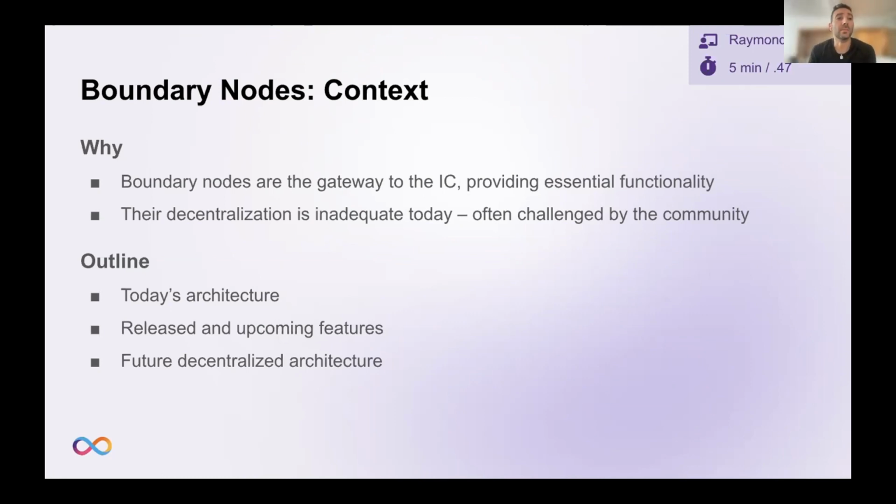Hi, everybody. So my name is Raymond, and I'm the manager for the boundary node team. The boundary nodes are the gateway to the IC, and when you access a DApp, your traffic is basically flowing through them, but they're not as decentralized as we would like them to be. So I'm going to take a few minutes and talk to you about the current architecture, and I'll recap some of the work that the team has done over the past few months, and some features that we're currently working on, and then I'll talk about the future architecture that we're planning. Next slide, please.